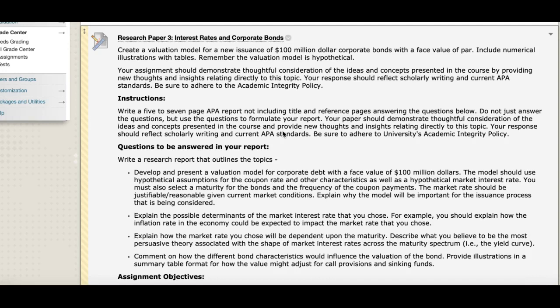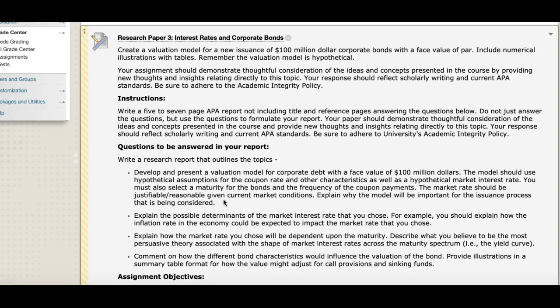Now the first part, in our first bullet point, is developing that valuation for the corporate debt with a face value of 100 million. The model should be hypothetical again, and it should include all the hypothetical rates that you have. You must select the maturity of the bond as well and explain all that and how it works, and the payment structure for a company. So remember, the payment structure is whether it'll pay the coupon annually, semi-annually, or when it's done, how it's going to pay back that lump sum of the $100 million.